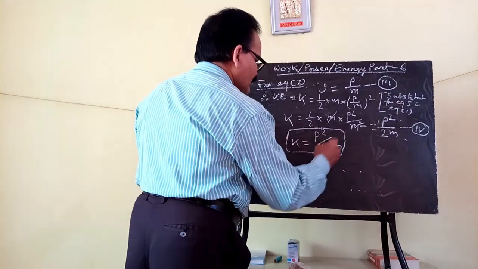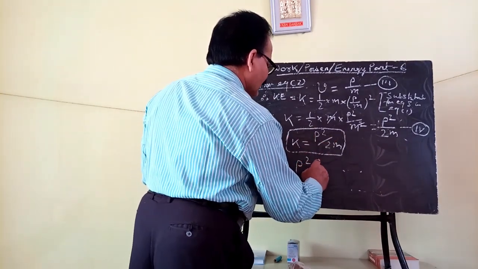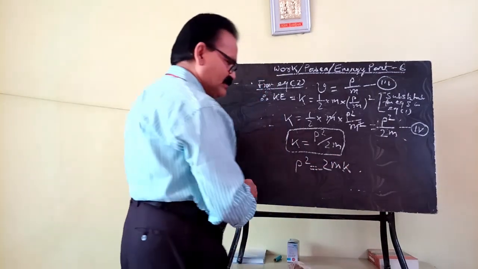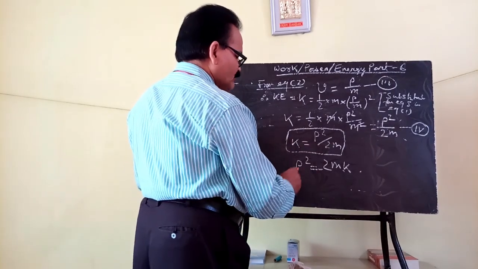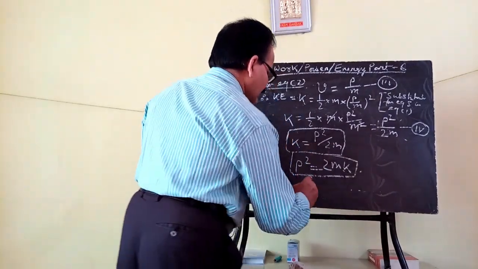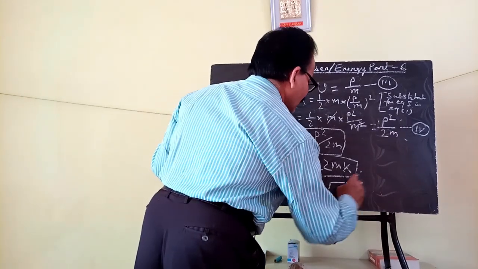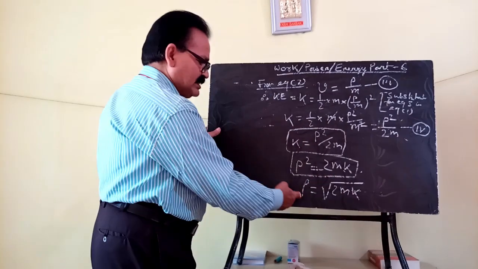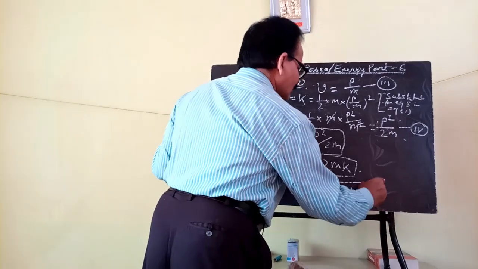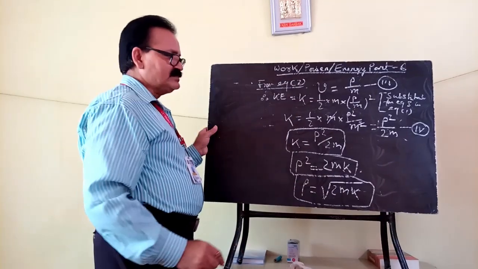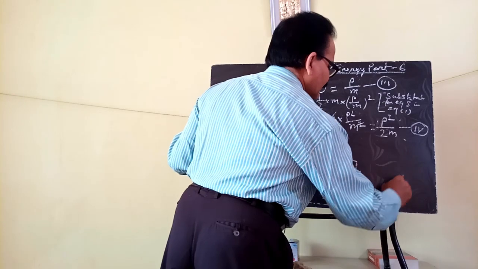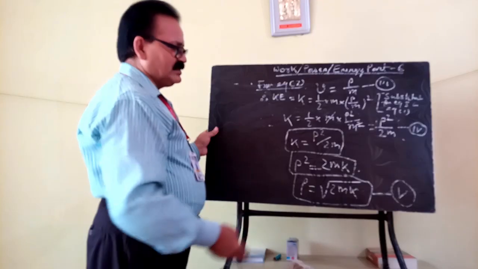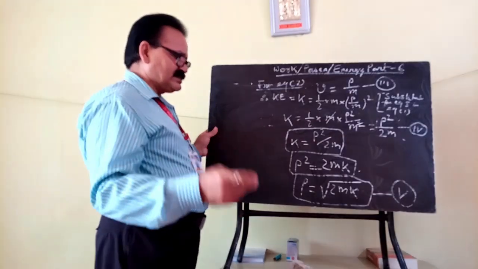Apart from that, if we again consider, P square equals 2 into m into K. K stands for kinetic energy, m is the mass. So P square equals 2mK, and then P equals square root of 2mK, where K is the kinetic energy, m is the mass, and P is the momentum. This is also a relation between momentum and kinetic energy. You can write it as your equation 5. Okay, clear? Now in this case, two cases arise.